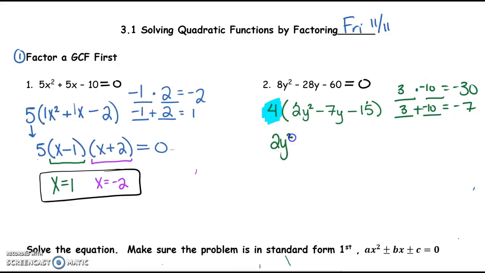So 2y squared plus 3y minus 10y. Almost screwed you guys up there. Minus 15. When we factor by grouping, we split these four terms into two groups. What do the first two terms have in common? It's just y.